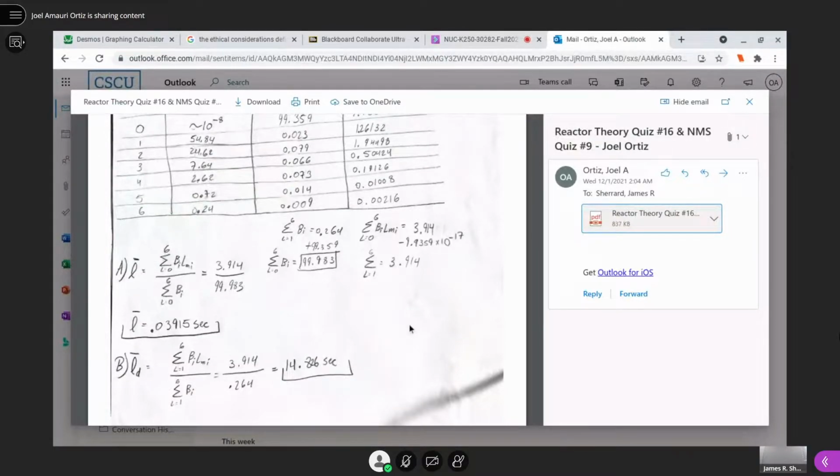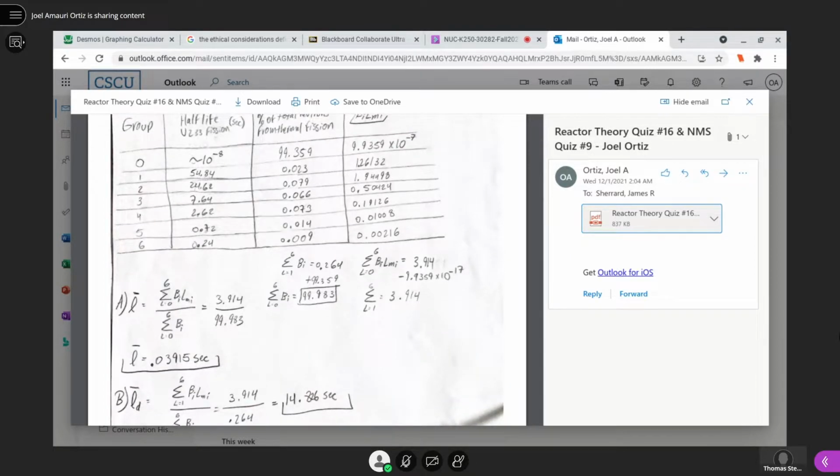I got different values than you. Does anybody else have different values that they would like to share? If not, it's probably easier for me to put my solution up on the board. Well, I have a different value for BI, LMI for the prompt group. Yep, I got 0.09936. That's correct. But I'm going to be honest, I was only able to do that through the use of the book. So if you could show us what the math is, that would be good.